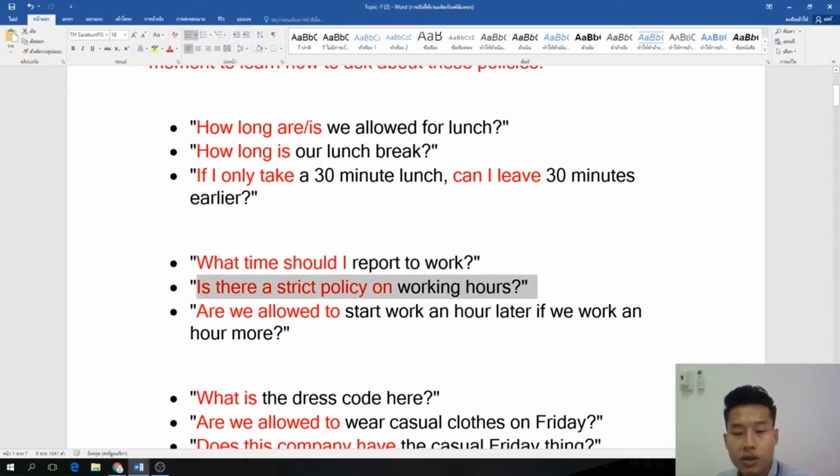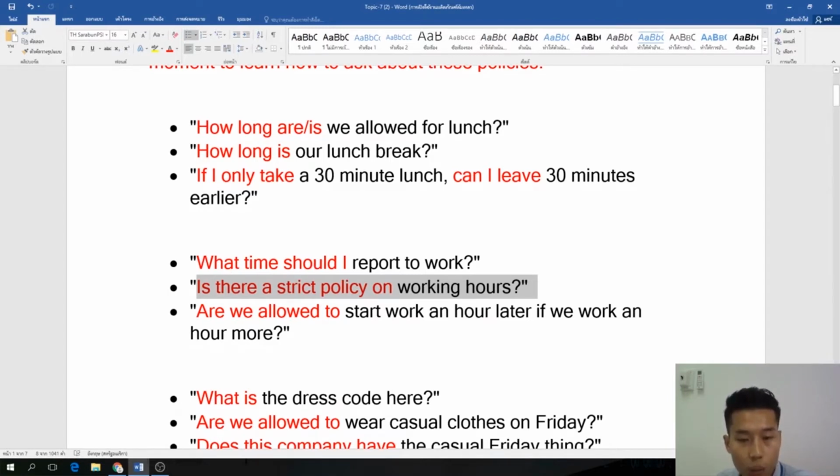Is there a strict policy on working hours? Is there a strict policy on working hours? What is a strict policy? Strict policy means something that you cannot change, something that is not flexible. I will call it a strict policy. Everything set by the organization you must do. If you don't do it, they're going to cut your salary. Maybe the boss will fire you and you might be out of the job. Okay.